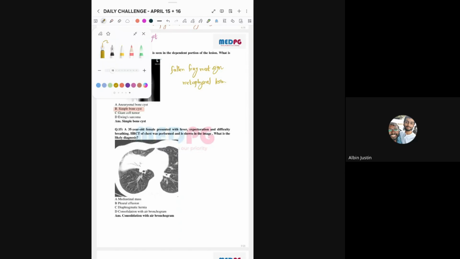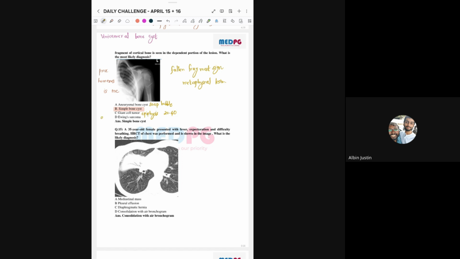If it was ABC, it would have been a soap bubble lesion. If it was GCT, it would have been in the epiphysis with age between 20 to 40. And Ewing sarcoma would have been in the diaphysis, and there would have been onion skin periosteal reaction.